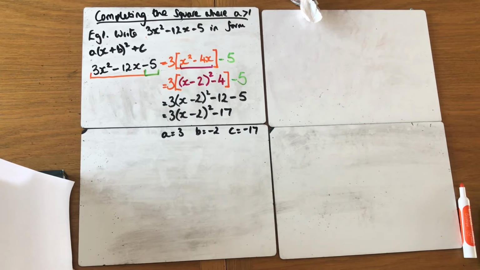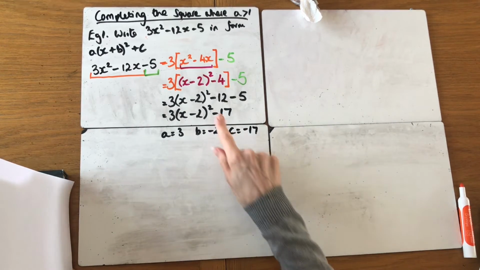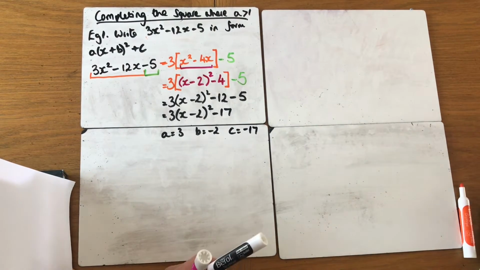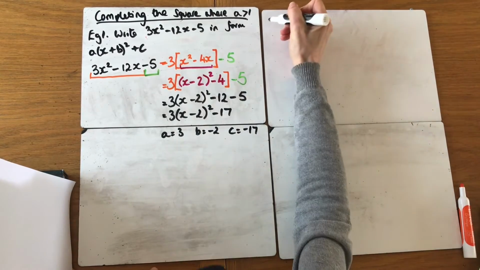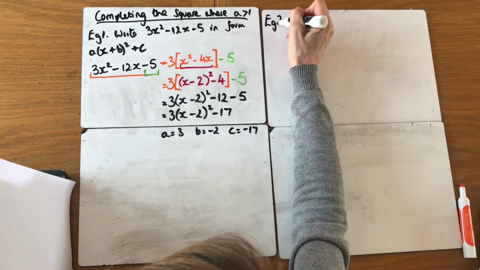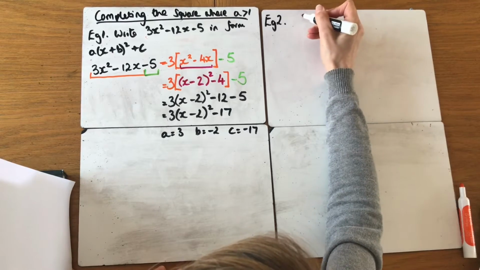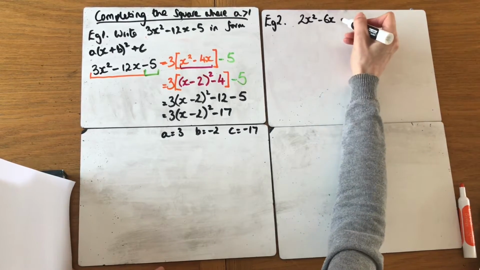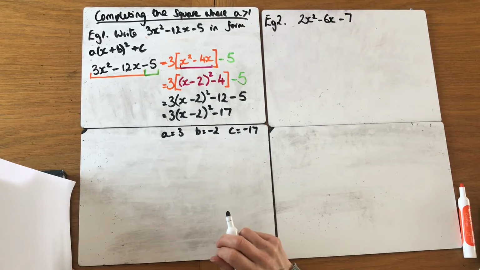Okay, let's have a look at another one of those. You can write down the first example if you want to. If not, then I suggest you write down this one. This one we're going to end up with some fractions. So example 2, we are going to complete the square on 2x squared minus 6x minus 7.